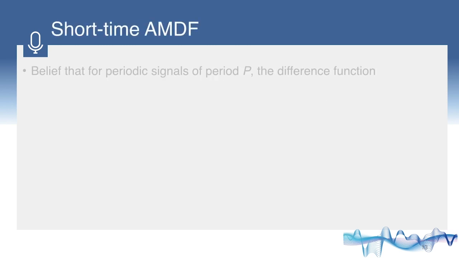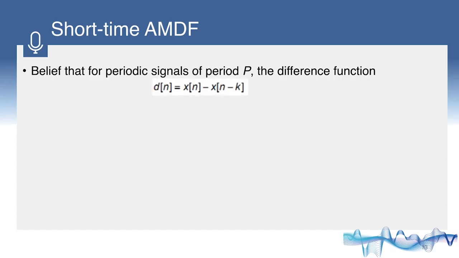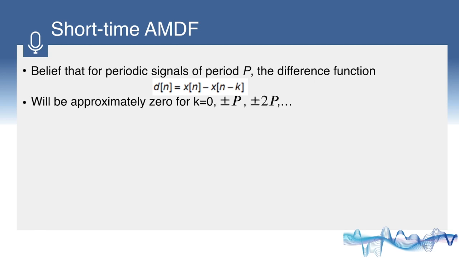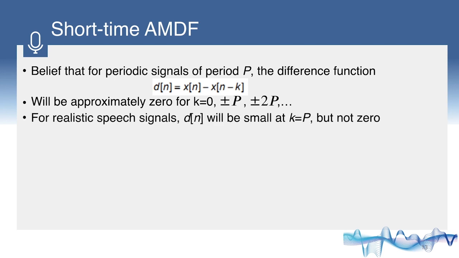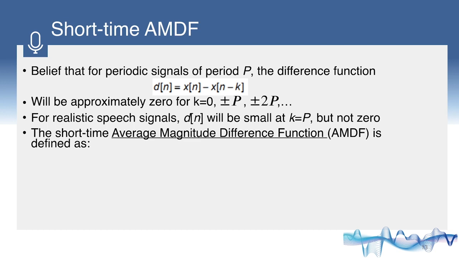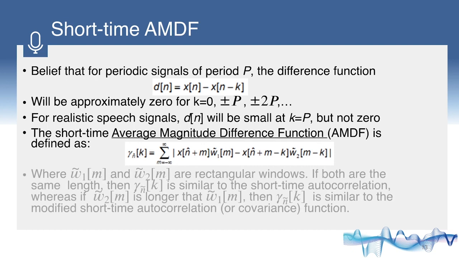Another method to estimate the pitch period is the short-time average magnitude difference function, AMDF. For periodic signals of period p, the difference function is expressed with d(n). It will be approximately 0 for k equals 0, plus or minus p, plus or minus 2p. For realistic speech signals, d(n) will be small at k equals p, but not 0. Thus, we can define the short-time average magnitude difference function with the difference of the successive input signal weighted by a rectangular window.